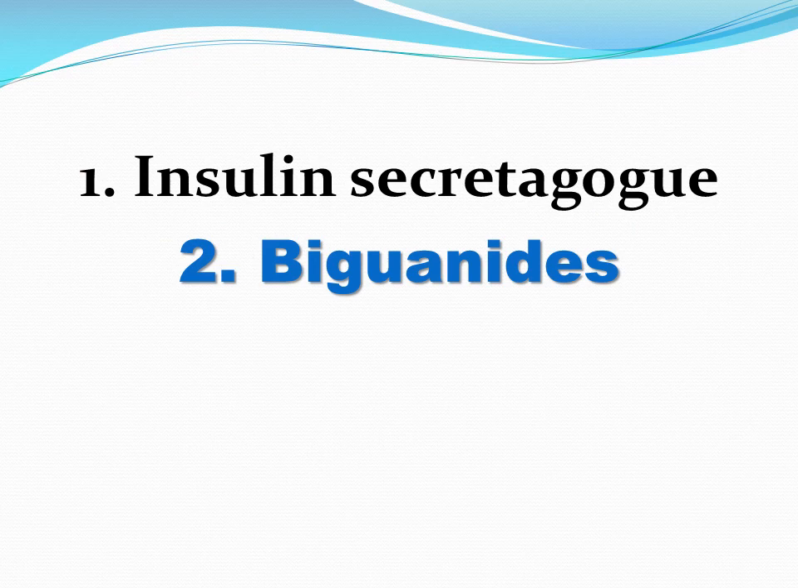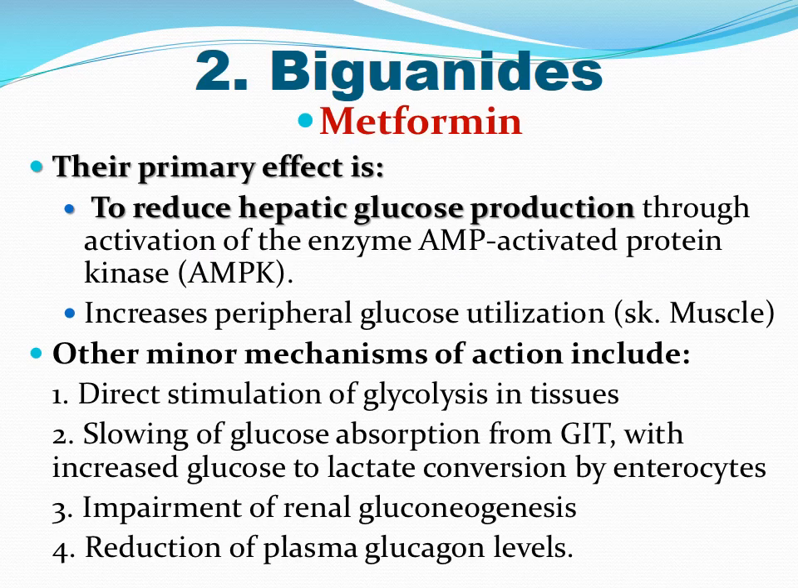The second group of drugs used for treatment of type 2 diabetes is the biguanides. We have one drug in it, metformin. The primary mechanism of action of this drug is to reduce hepatic glucose production through the activation of the enzyme AMP-activated protein kinase. It also increases peripheral glucose utilization, especially in skeletal muscle.